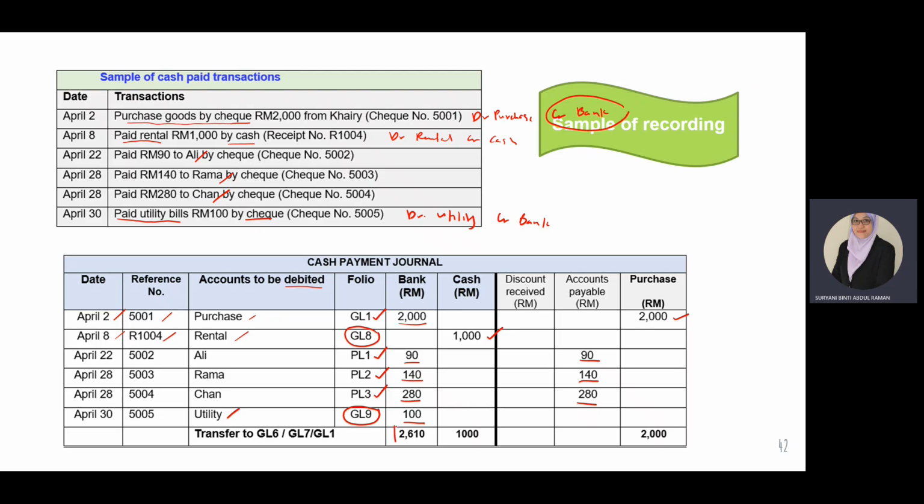At the end, you have to total up the amount that you paid from bank by check, by cash, and the amount of purchases made by cash. Okay, bank account you already opened, so you just maintain, you use GL6. Cash account is also already open, so you use the old reference number GL7. And purchases account is also already open, so you use GL1.